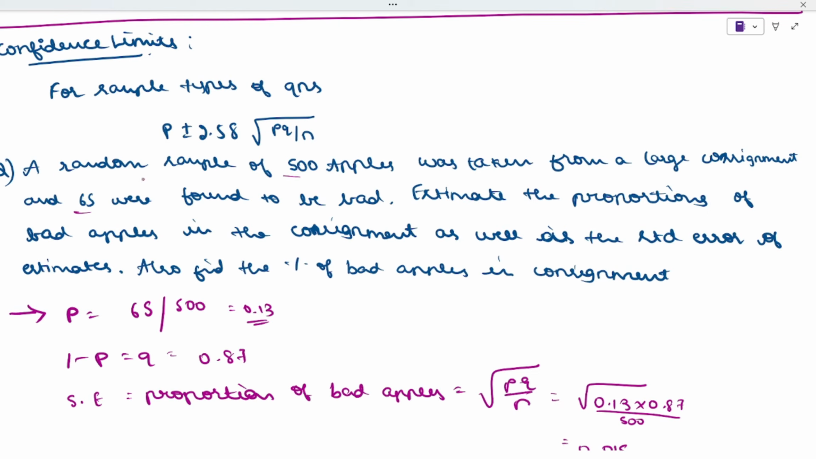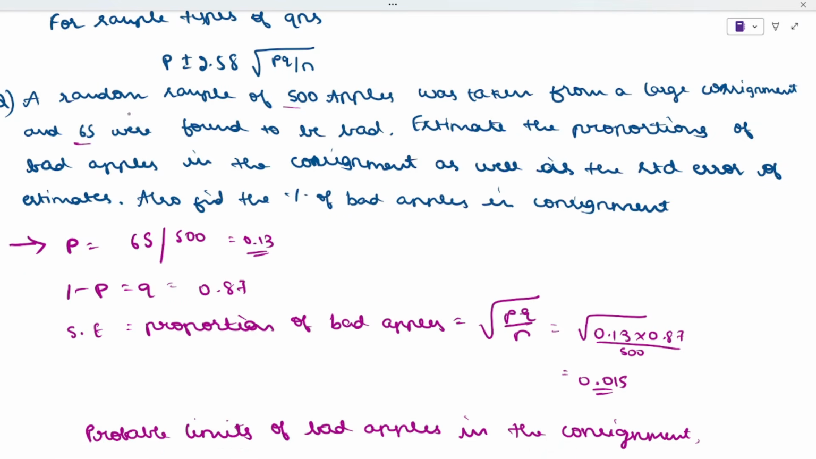Okay. Now, a random sample of 500 apples was taken from a large consignment and 65 were found to be bad. In 500, 65 were bad. Estimate the proportion of bad apples in the consignment as well as the standard error of the estimate. Find the percentage of bad apples in the consignment. Now you will take the bad apples as 65 by 500. That means you will take the probability P. You will get it as 0.13. Q is what? 1 minus P. You will get it as 0.87.